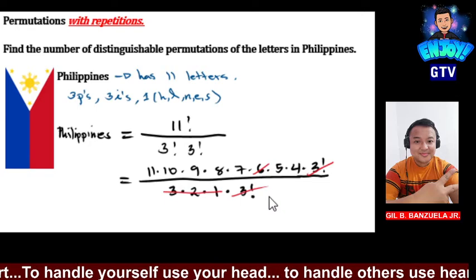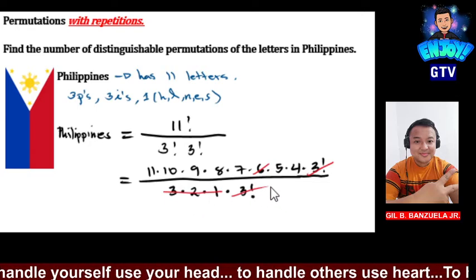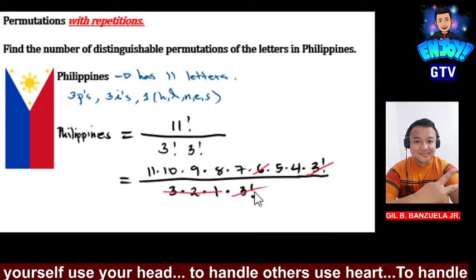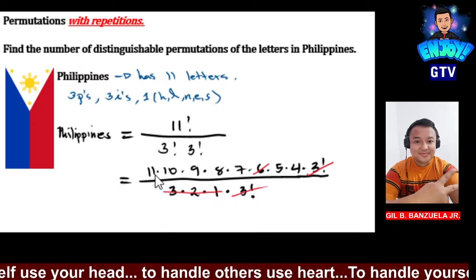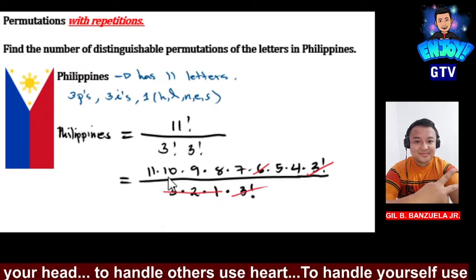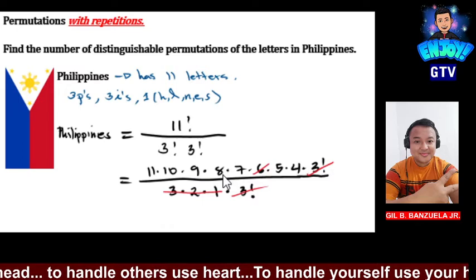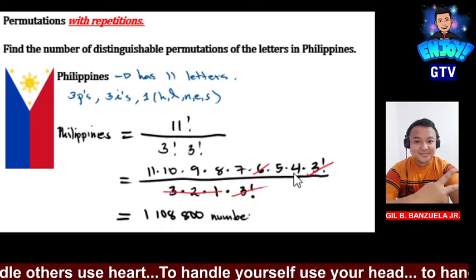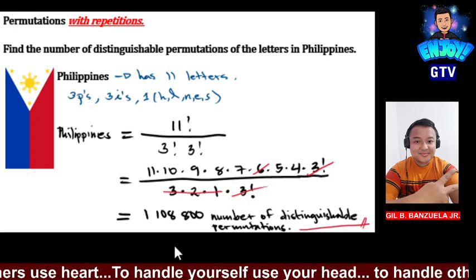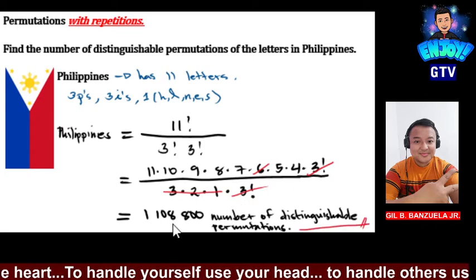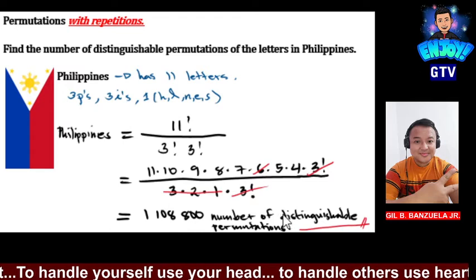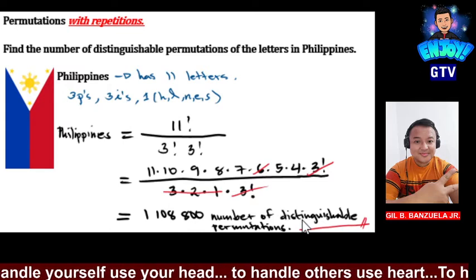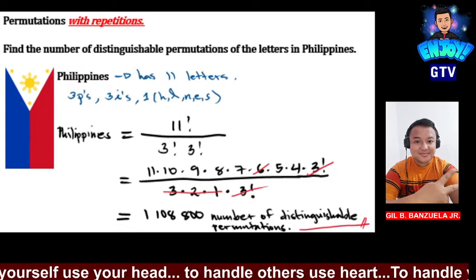Now, if you could notice, what is left in the denominator is 1. So, wala na siya. So, we're now going to multiply 11 times 10 times 9 times 8 times 7 times 5 and times 4. And that is equal to 1,108,800 number of distinguishable permutations in the word Philippines.